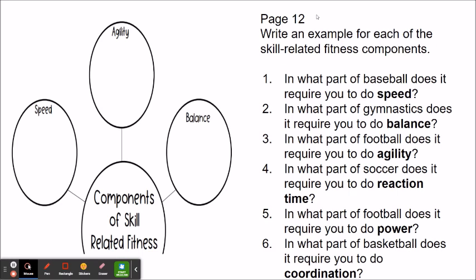On the circle where it says speed, you're going to answer the question: in what part of baseball does it require you to do speed? On the circle where it says balance, you're going to answer this question: in what part of gymnastics does it require you to do balance? In the circle where it says agility, you're going to write the answer to this question: in what part of football does it require you to do agility? In the circle where it says reaction time, you're going to answer this question: in what part of soccer does it require you to do reaction time?